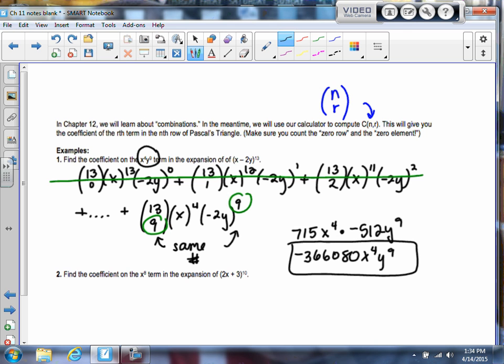That is my answer. So when it asks for the coefficient on the x to the 4th, y to the 9th term, it's this right here. That's my coefficient, the number out front. So let's do the same thing on the next one. See how the next one starts out? I have 2x plus 3 raised to the 10.